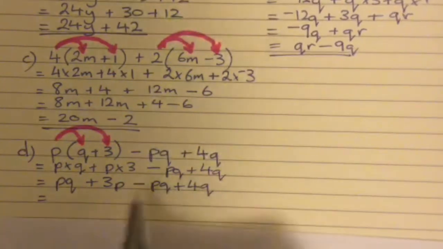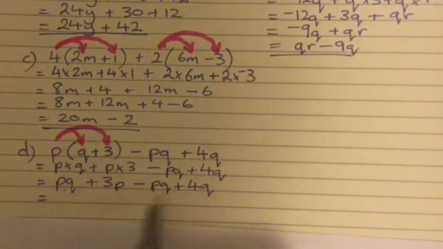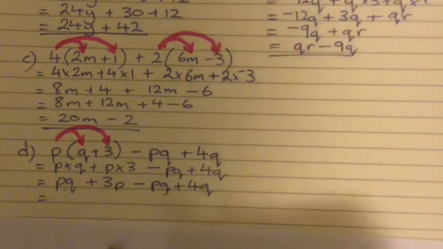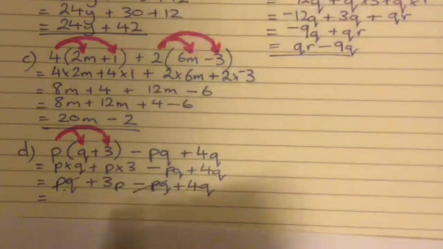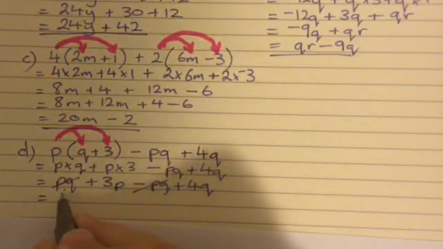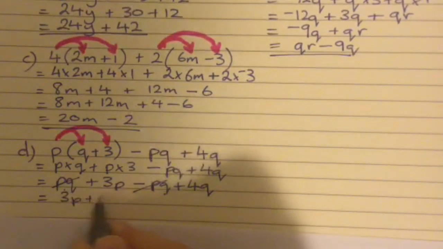And you can see our like terms. We've got pq here and we're taking away pq. I'm just going to realize that they're going to disappear. And all I'm left with is these other terms. 3p plus 4q.